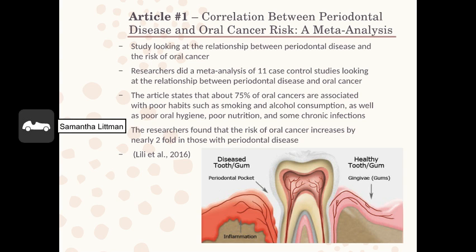The first article in this case study is a study that is looking at the relationship between periodontal disease and the risk of oral cancer. The researchers in this article did a meta-analysis of 11 case control studies looking at the relationship between the periodontal disease and oral cancer. The article states that about 75% of oral cancers are associated with poor habits such as smoking and alcohol consumption, as well as poor oral hygiene, poor nutrition, and some chronic infections, all of which also contribute to periodontal disease. The researchers found that the risk of oral cancer increases by nearly twofold in those with periodontal disease.